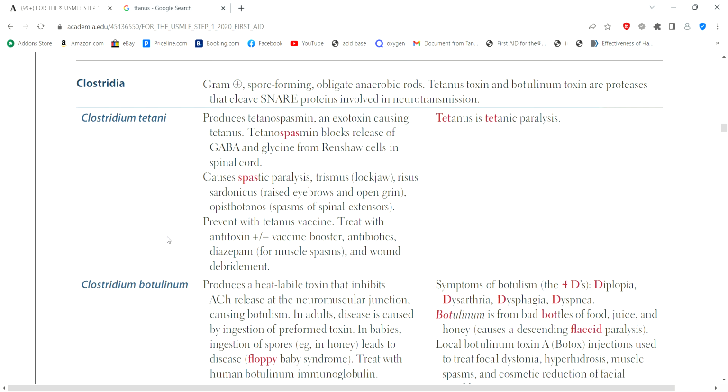Clostridium botulinum produces a heat labile toxin that inhibits acetylcholine release at the neuromuscular junction, causing botulism. In adults, disease is caused by ingestion of a preformed toxin from the food. In babies, ingestion of spores, like in honey, leads to disease, like floppy baby syndrome, treated with human botulism immunoglobulin. So you don't give babies honey for up to a year, okay? Don't do it.